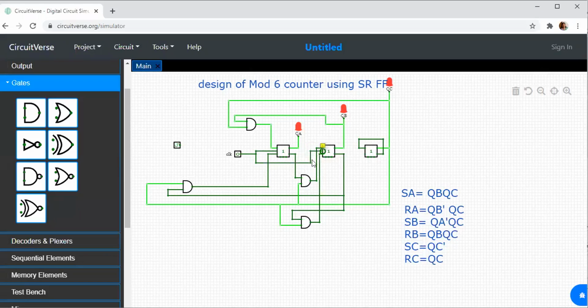And as and when the clock varies, it will be counting as you have seen in the previous example. So this goes like this. This should be like this. So this is all regarding mod 6 counter. We have seen designing a synchronous counter using various flip-flops: SR, D, JK and T flip-flop.